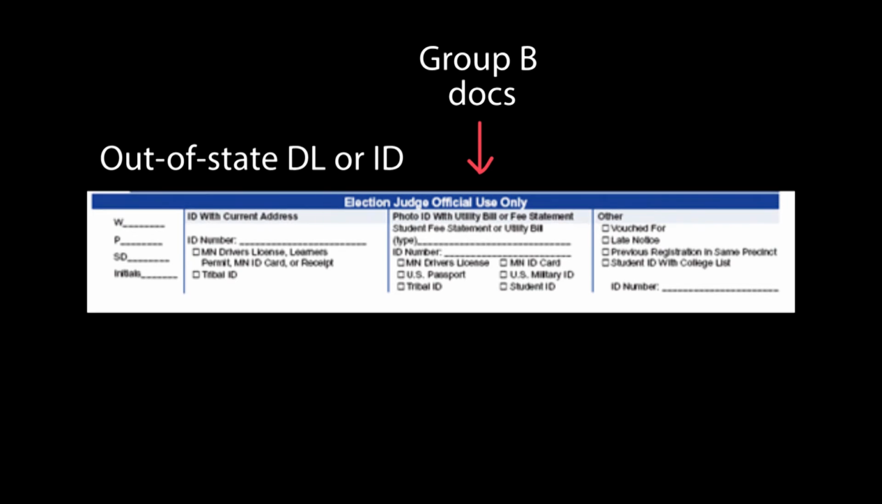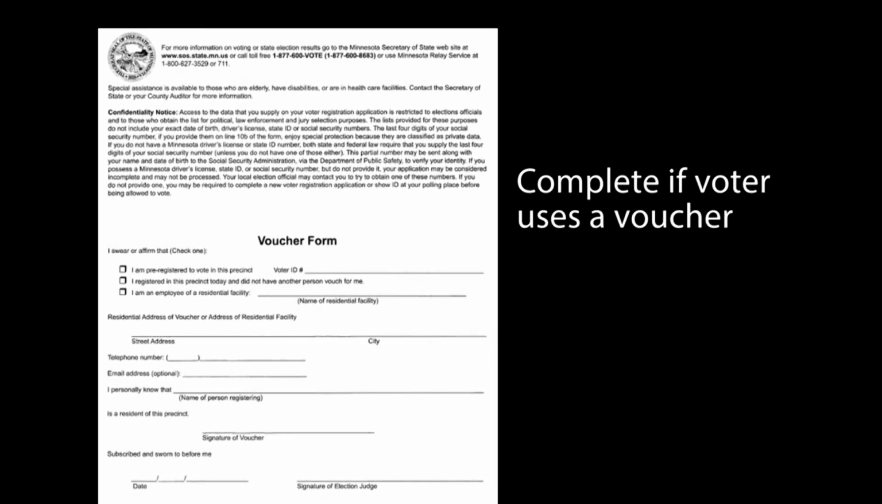If a voter uses an out-of-state driver's license or identification card as part of Election Day registration documentation, cross out the Minnesota driver's license or Minnesota ID card line in the second column and write in the correct state with the ID number. The voucher form is on the reverse side of the application. This must be completed if the voter is using a voucher as the method of Election Day registration documentation.